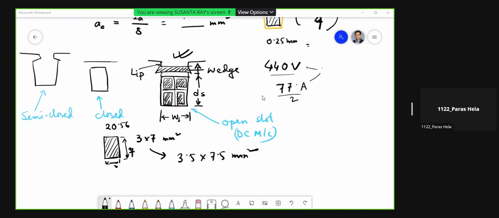Sir, I'm not getting what to do for that circular bar. Circular conductor or bar conductor? Circular conductor. I got that. What to do? You got the cross sectional area for that? Yes, sir. Okay, then you find out the diameter.